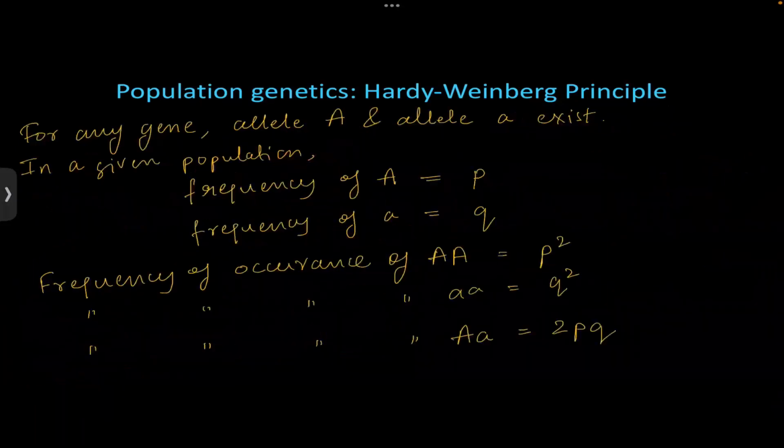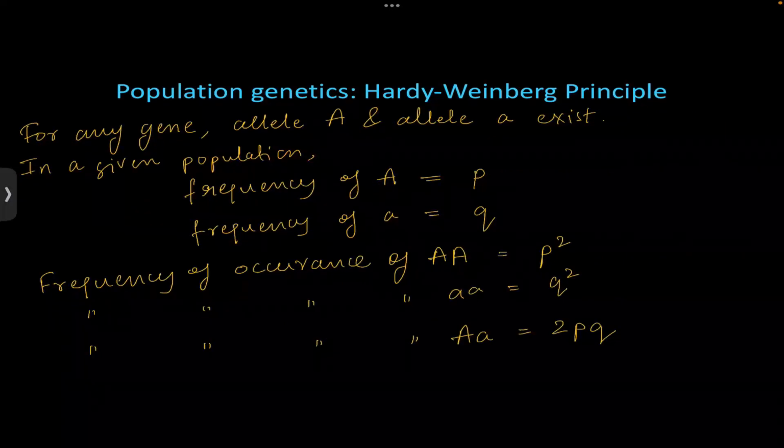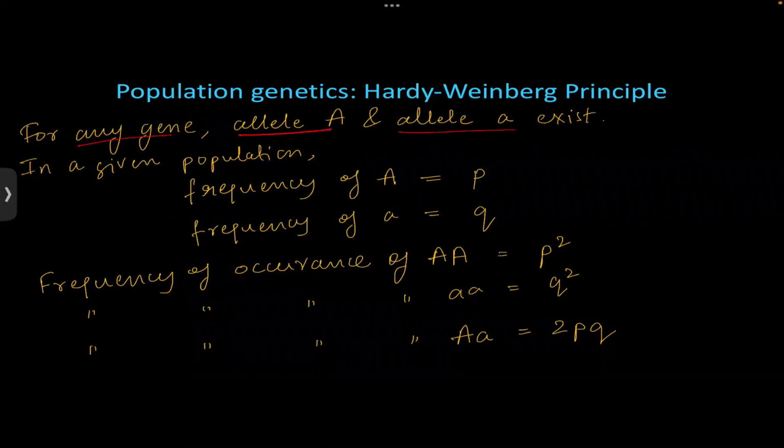How? Let's find out. Now for any gene that is there in a given population, there are two types of alleles: allele capital A and allele small a. So in a given population, say the frequency of allele capital A is given by small p, and the frequency of allele small a is given by q. These p and q are some numerical values, but here, for sake of explanation, it is written as p and q. So an individual, say a human, is diploid, right?